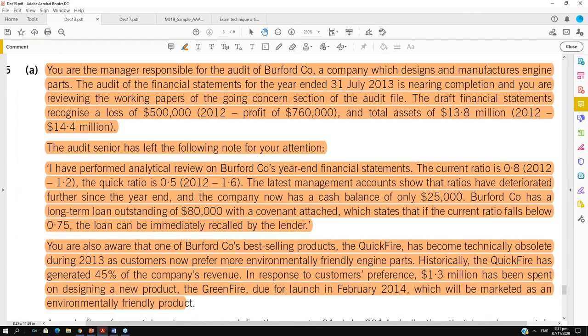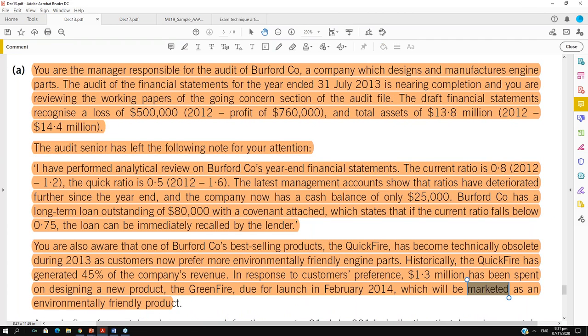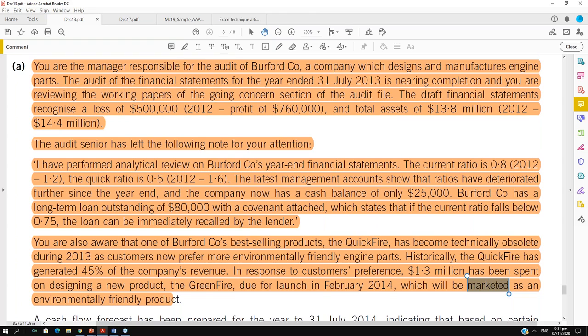I'm giving you 5 minutes, and after the 5 minutes, you should have identified 3 matters which may cast doubt on the going concern status of Burford. Your time starts now. And after 3 to 4 minutes, I'll ask you whether you are done with it. Start.